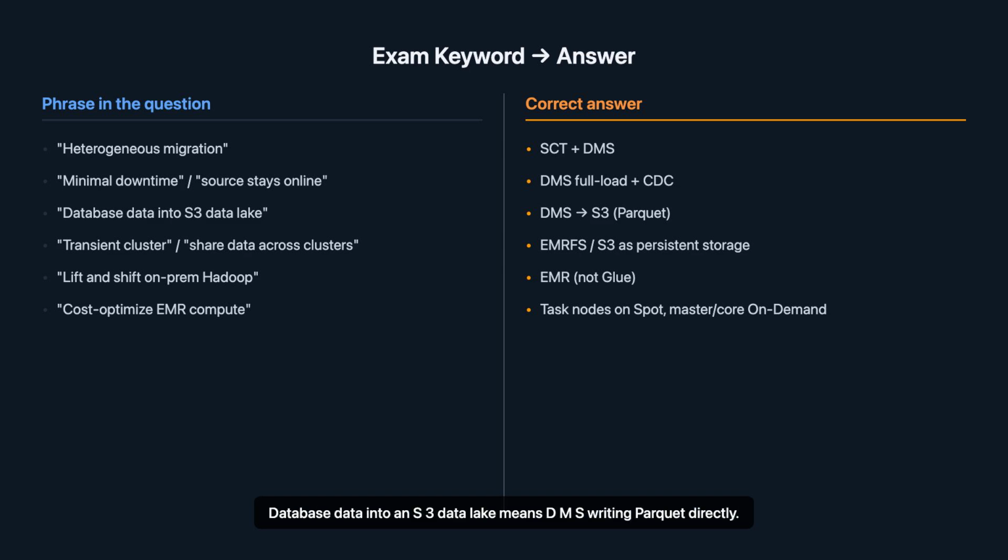Database data into an S3 data lake means DMS writing Parquet directly. Transient cluster or sharing data across clusters means EMRFS with S3 as persistent storage. Lift and shift on-prem Hadoop means EMR, not Glue. And cost-optimize EMR compute means task nodes on spot, master and core staying on on-demand. Match the phrase, pick the answer.